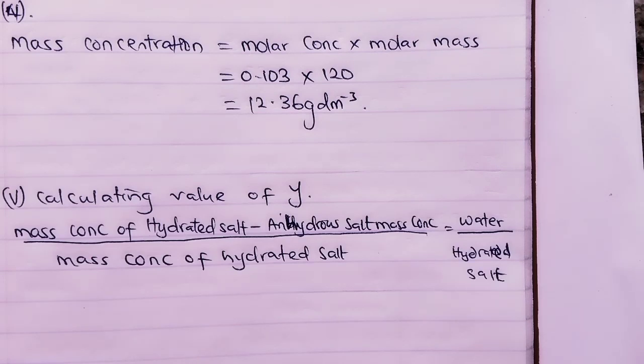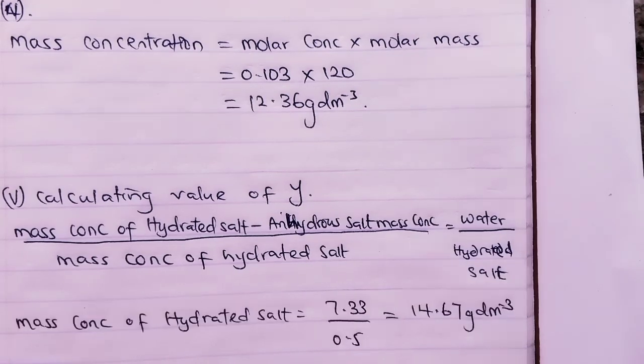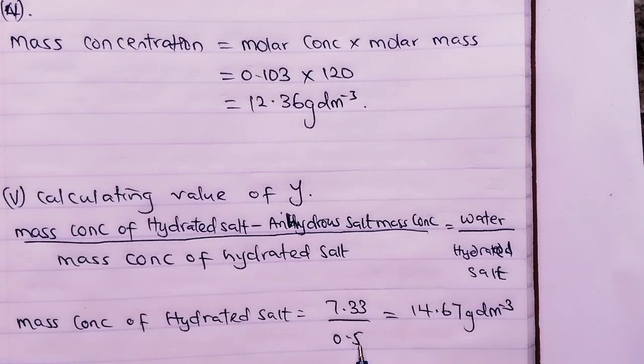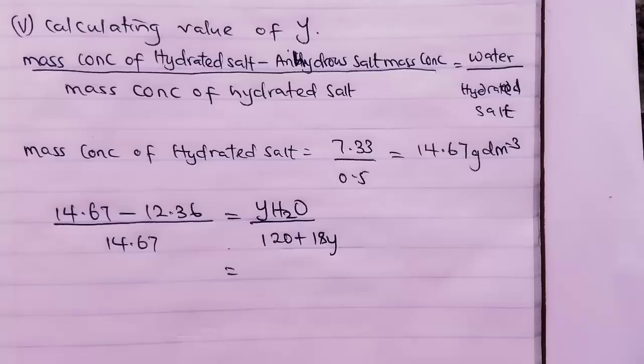So from here, we have, this comes from the question, this also comes from the question. This is the 500 cm³ converted to dm³. That is how we got this. Okay, now we already know our anhydrous salt mass concentration to be 12.36 g/dm³. So we are going to substitute the values we have.